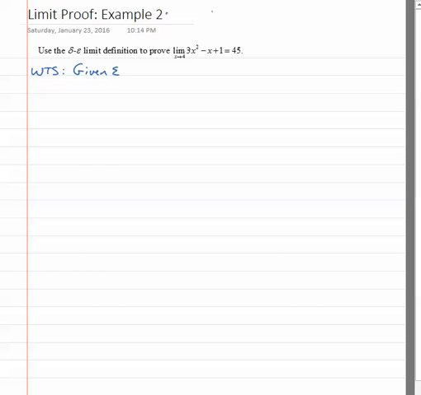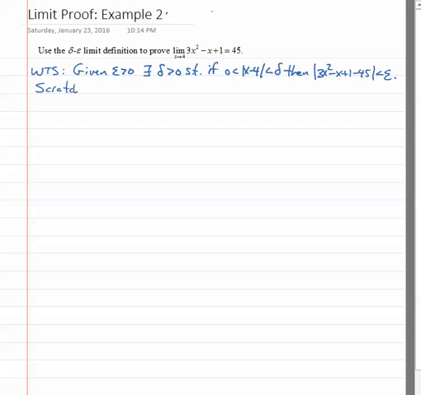Given any epsilon greater than 0, there exists a delta greater than 0 such that if 0 is less than the absolute value of x minus 4 is less than delta, then the absolute value of 3x squared minus x plus 1 minus 45 is less than epsilon.